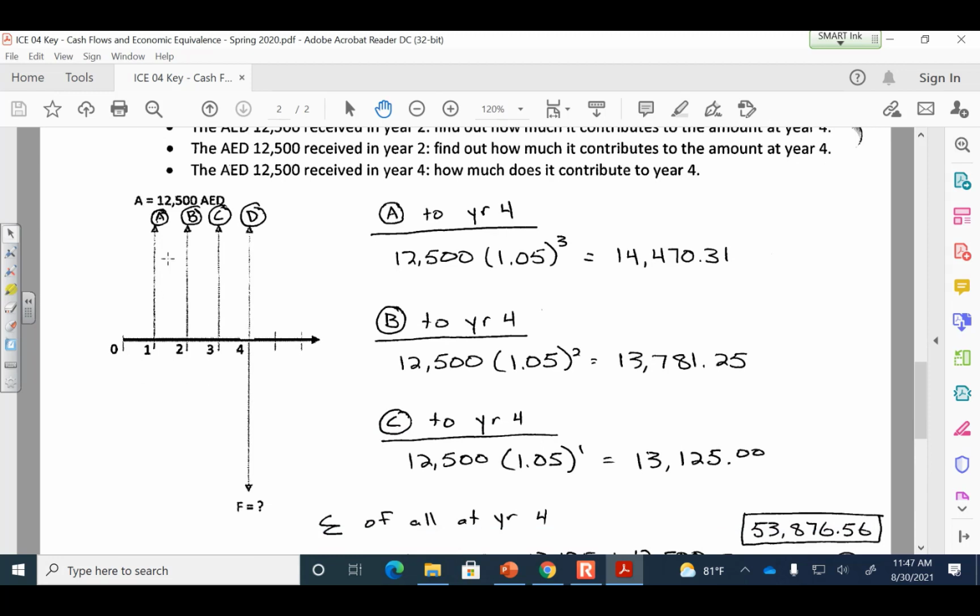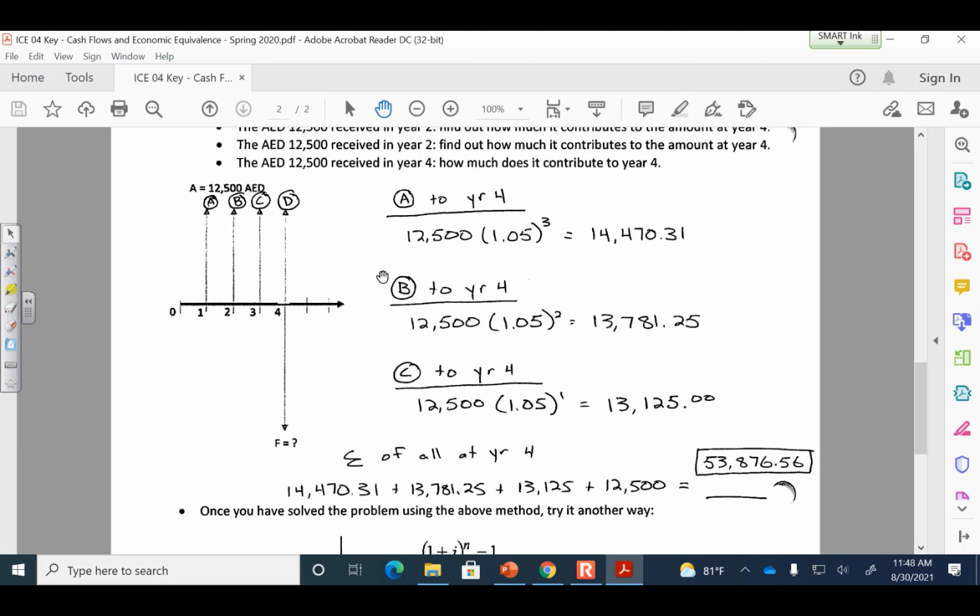what we want to do is find out what is their individual contribution to a certain amount in year 4. So for example, the $12,500 that's at the end of the first year, I'm calling that arrow A. If I want to find out how many dollars does that compound to at year 4, I'm going to do n equals 3, because it's 1, 2, 3 years in the future. So the amount of the $12,500 in year 1, if you compound it into the future to the 4th year, it becomes $14,470.